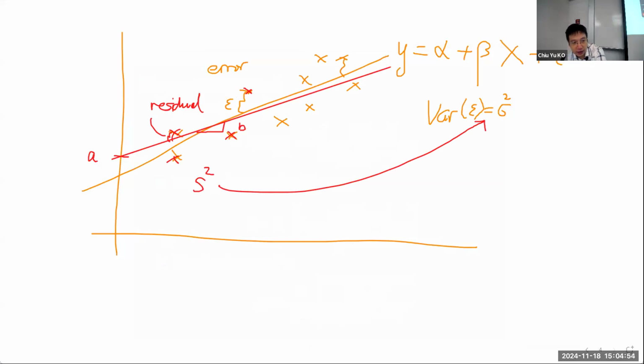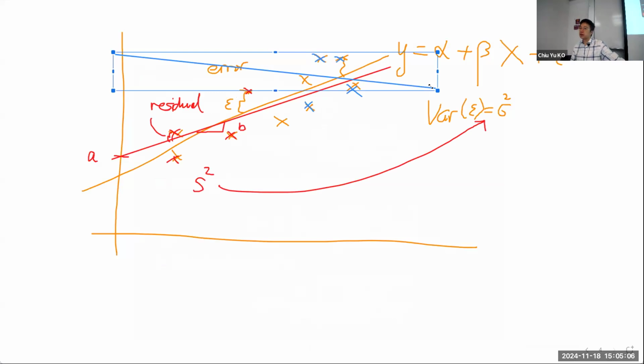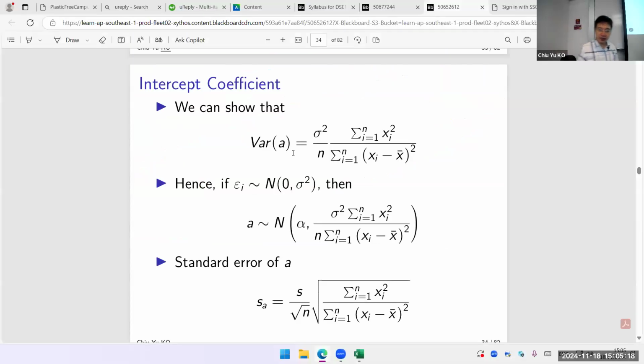Suppose you got the data. If your data is like this, you might fit this best-fit line, which can be something very weird, and then you get different A, different B. So A and B can be something completely different from alpha and beta. So go back to here, we can show for A, we have this formula, okay?